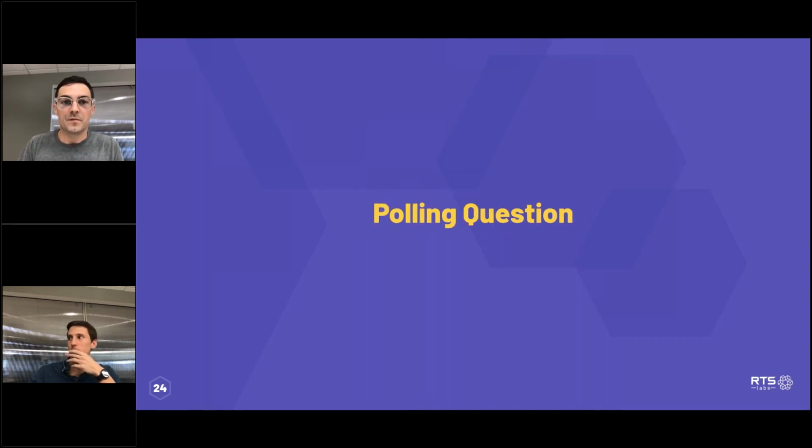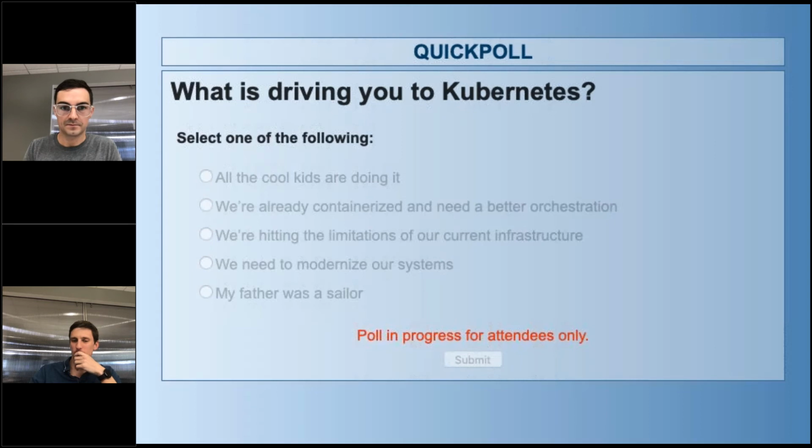So before we move on any further, we have one more polling question. Yeah, we're going to go ahead and launch it right now. What is driving you to Kubernetes? You can select from all the cool kids are doing it. We're already containerized and need a better orchestration. We're hitting the limitations of our current infrastructure. We need to modernize our systems, or my father was a sailor. That was a good one. I like that one. All right, guys, go ahead and make your choice.